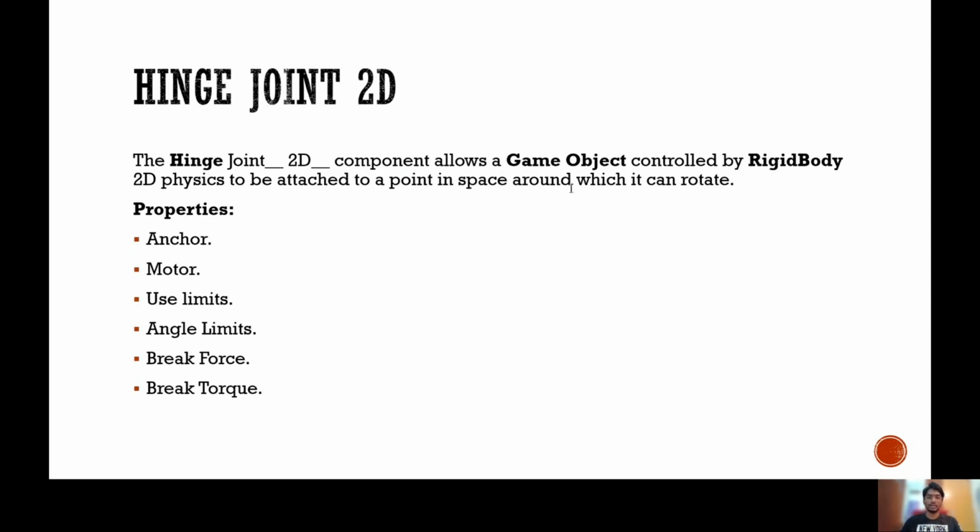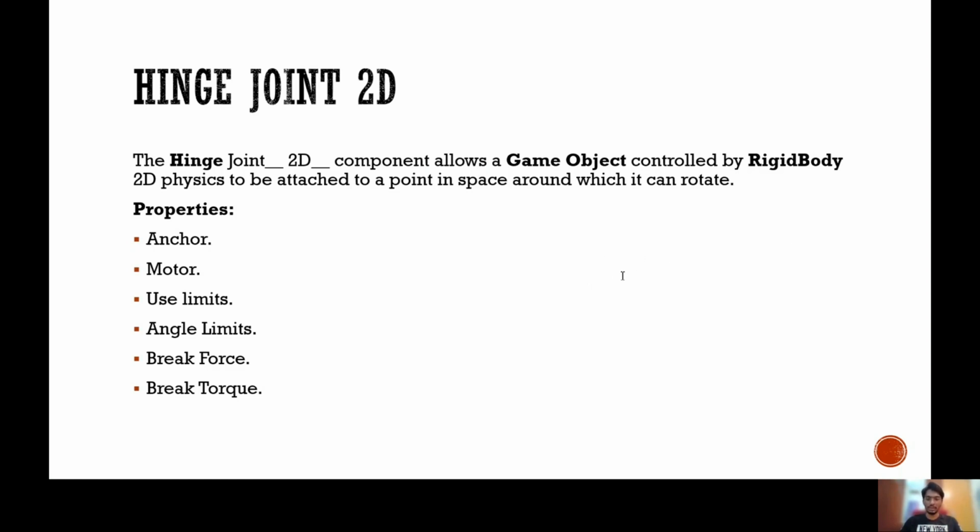So anchor defines where, in terms of x, y coordinates on a rigid body 2D, the endpoint of the joint 2D connects to the game object. Motor. To perform motor changes and its settings. Use limits. The limit to rotation angle. Angle limits. To set limits if use limits is enabled. Set the lower end and upper end of the rotation arc allowed by this limit.